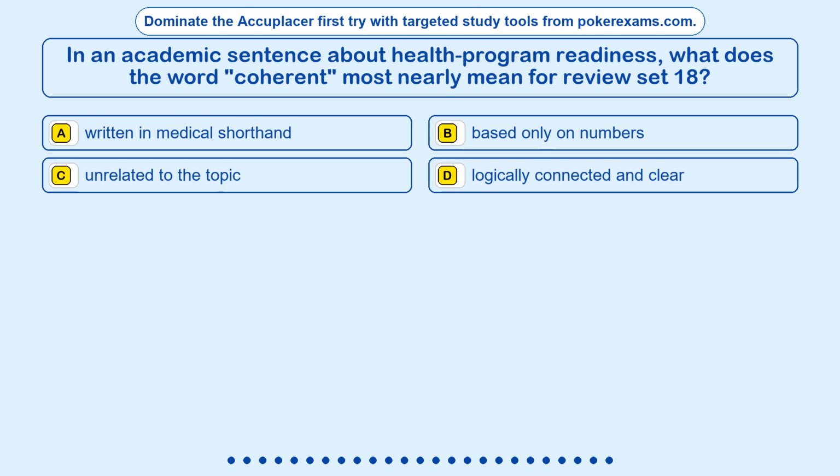Question 15. In an academic sentence about health program readiness, what does the word coherent most nearly mean for review set 18? Option A, written in medical shorthand. Option B, based only on numbers. Option C, unrelated to the topic. Option D, logically connected and clear.